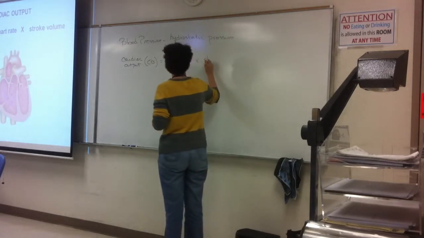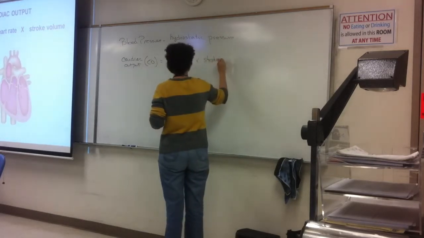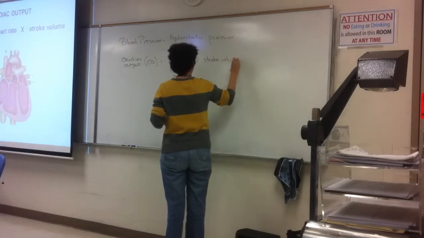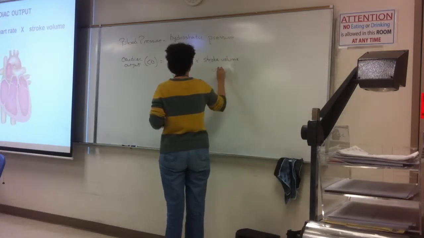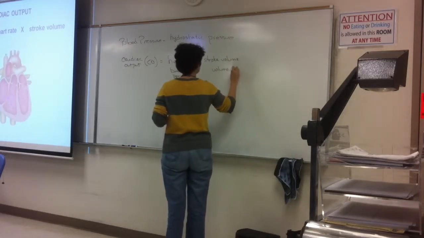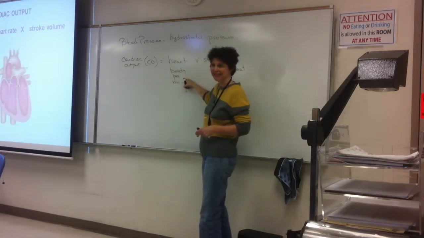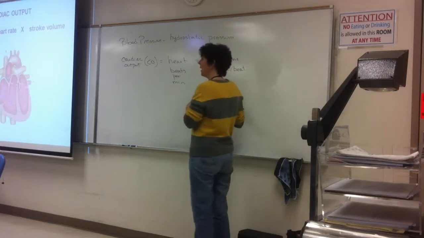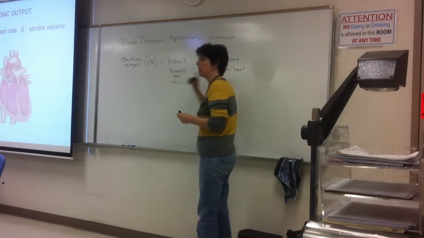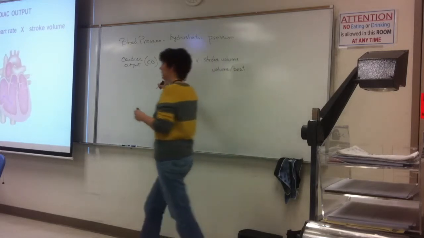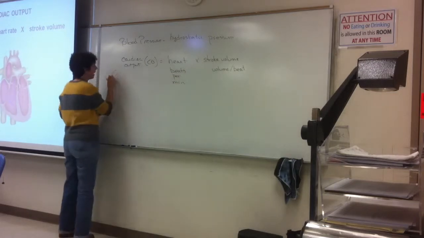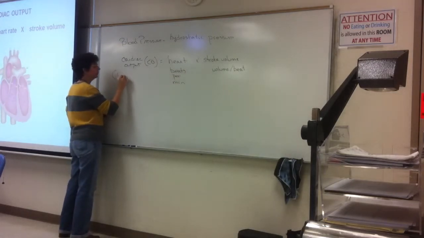times stroke volume. And the stroke volume is volume per beat. Or you could say strokes per minute. Right? So if one contraction, and this is one ventricle, all right? So we're looking at the cardiac output of one ventricle.